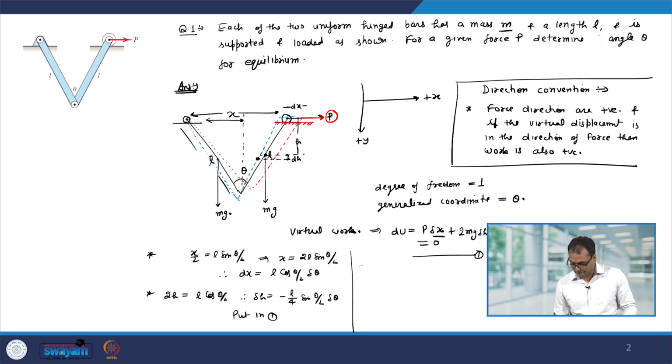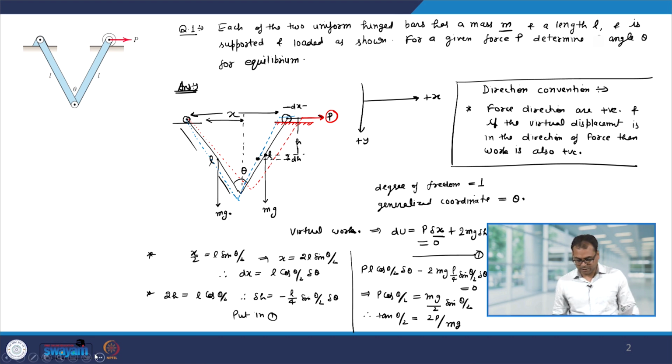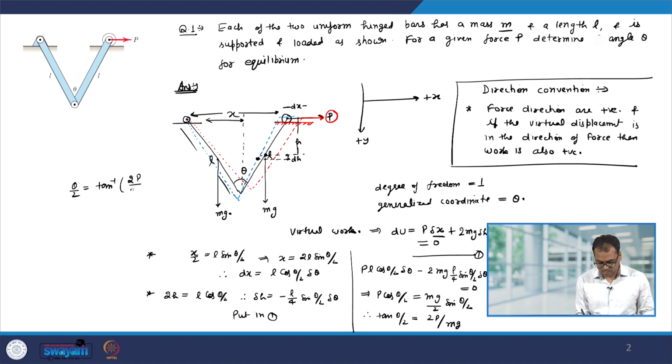So, we have P L cos theta by 2 delta theta minus 2 mg L by 4 sin theta by 2 delta theta equal to 0, and this gives us P cos theta by 2 equal to mg by 2 sin theta by 2, or tan theta by 2 equal to 2p over mg, and from here you can say that theta by 2 is nothing but tan inverse 2p over mg. Okay.